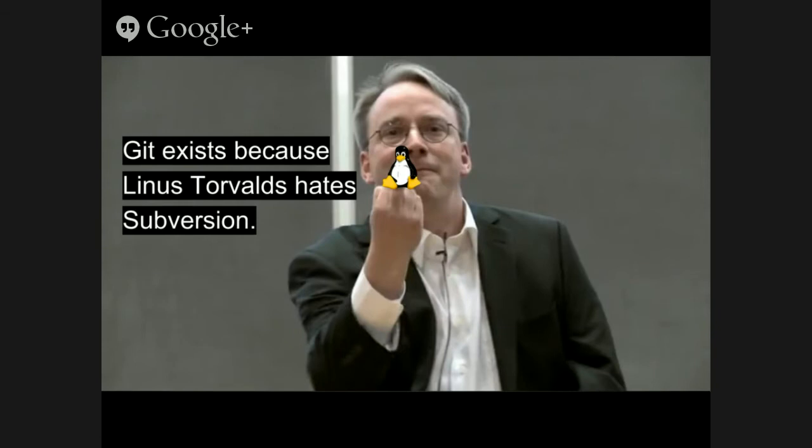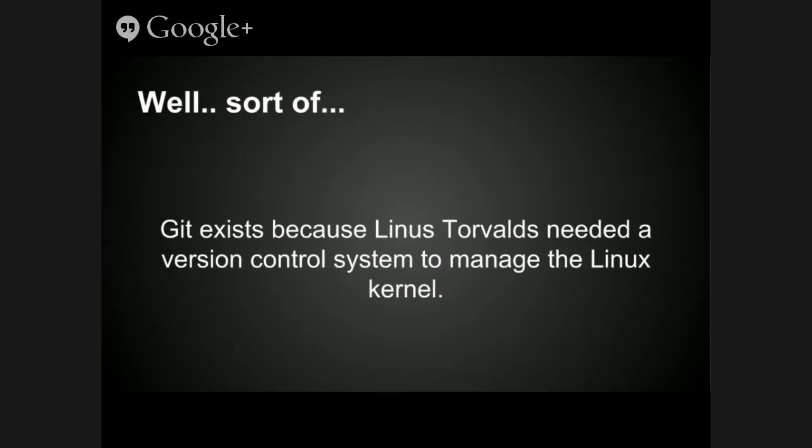So Git exists because Linus Torvalds hates Subversion. That's an actual photo of him talking about Subversion. Linus is a very, very opinionated gentleman. Definitely a gentleman. And he's famous for writing Linux. But actually, it sort of exists because he hates Subversion. It more or less exists because he needed a source control management piece of software to manage the Linux kernel.